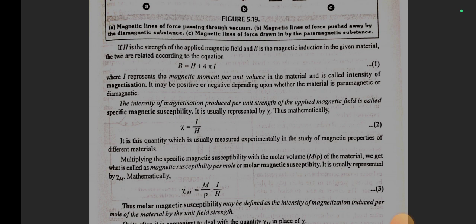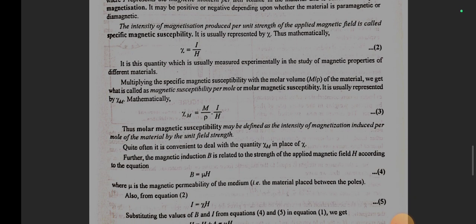The intensity of magnetization produced per unit strength of the applied magnetic field is called specific magnetic susceptibility. It is usually represented by chi. Thus, mathematically it is equal to I by H. It is the quantity which is usually measured experimentally in the study of magnetic properties of different materials. Multiplying the specific magnetic susceptibility with the molar volume of the material, we get what is called magnetic susceptibility per mole or molar magnetic susceptibility. It is usually represented by chi M. Mathematically it is equal to M by rho into 1 by H.